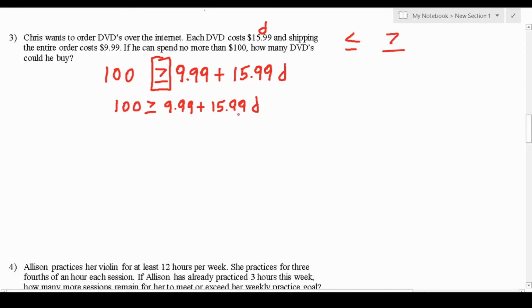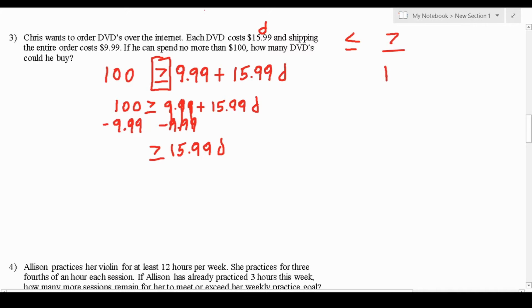Again, we are treating this like an equation insofar as we're trying to get D by itself. So to start, we're going to subtract $9.99 from both sides. So that's going to prompt us to cross this out, since 9.99 minus 9.99 is 0. And that's going to leave us with this on this side of the equation, 15.99D is less than or equal to 100 minus 9.99. In case you can't do that in your head, it's a good idea to practice doing your arithmetic.